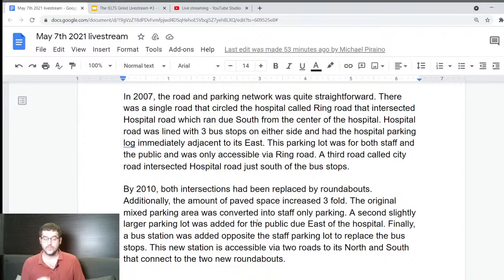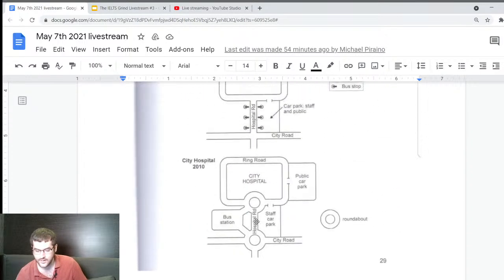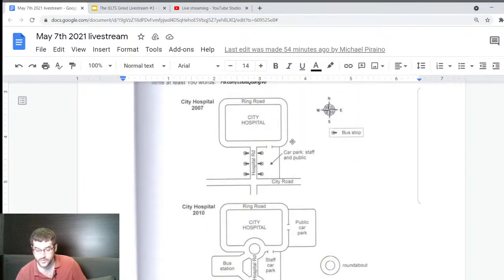There was a single road that circled the hospital called Ring Road that intersected Hospital Road, which ran due south from the center of the hospital. Now this is a pretty complex sentence with a lot of subordinate clauses, but it's describing the Ring Road and then how Hospital Road went due south from the center of it.